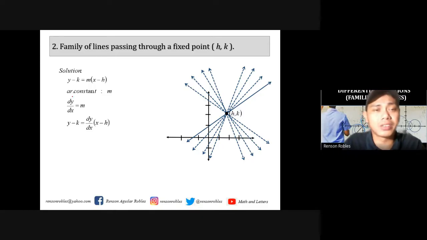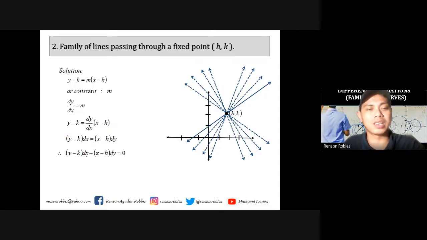And then again, you just replace m with dy/dx, and that leads you to this equation: y minus k equals dy/dx times x minus h. And then you can multiply everything by dx, so that leads you to (y minus k) dx equals (x minus h) dy. And eventually, that will lead you to the differential equation (y minus k) dx minus (x minus h) dy equals 0. And this represents the family of lines passing through a fixed point (h, k).